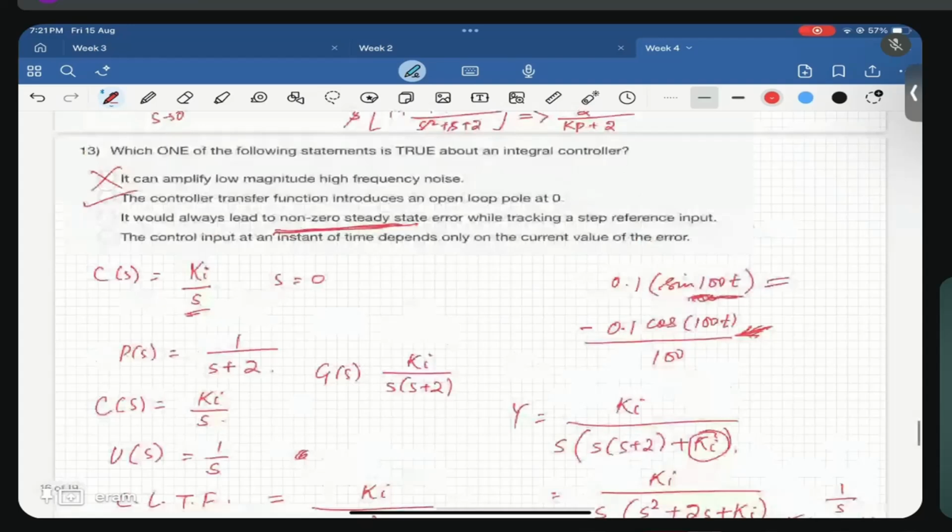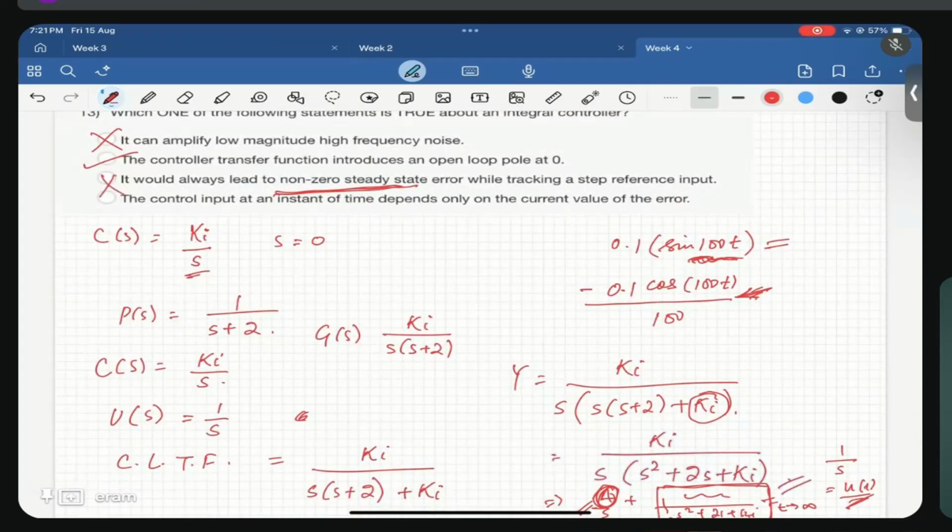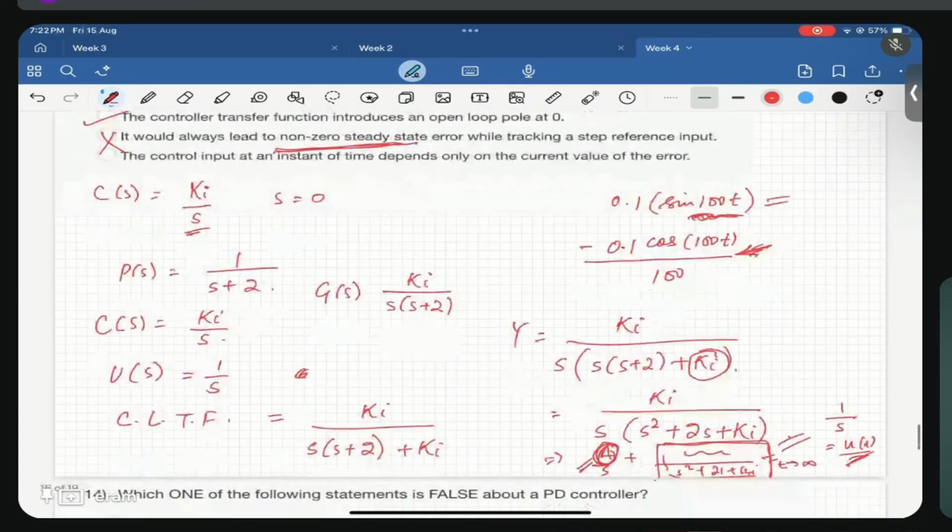So this one is also false. Okay, what about the last one? Are you able to understand this one, the third option?